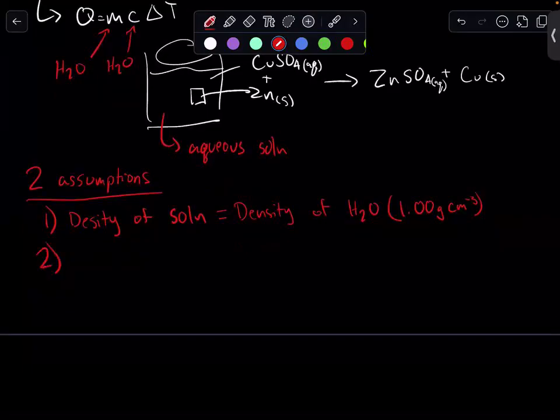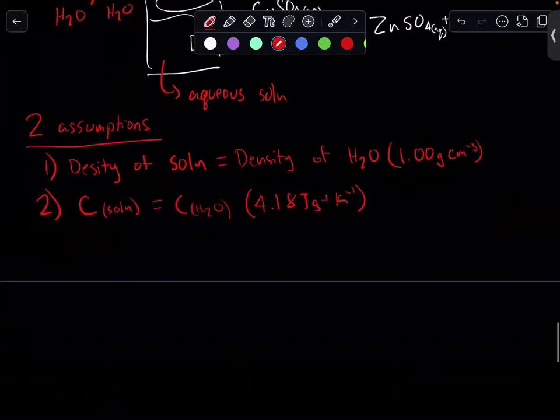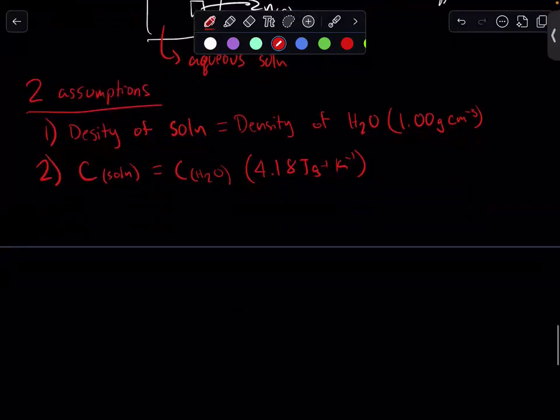Assumption 2, c of solution will also be c of water. So your specific heat capacity will also be 4.18 joules gram Kelvin. That will not change. Once you make these 2 assumptions, your reaction is exactly the same as it would be regardless of whether you did a bomb calorimeter or a metal calorimeter.